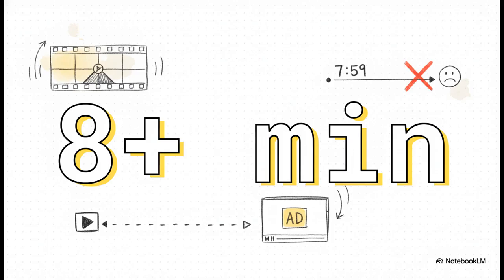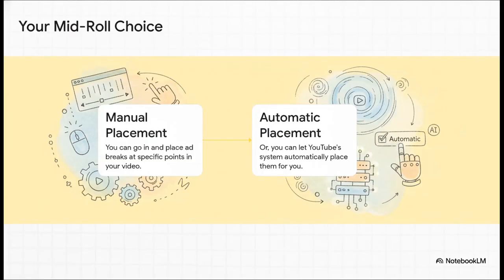To even have the option for mid-roll ads, your video has to be over 8 minutes long. And that is a hard line in the sand. I'm talking 7 minutes and 59 seconds? Nope, doesn't count. It has to be 8 minutes plus. So for those videos that do cross that 8-minute mark, you get a choice. You can either jump into your video's timeline and manually place those ad breaks yourself, maybe at a natural pause in the action, or you can just tick a box and let YouTube's AI figure out the best spots for you. This right here, this is your main point of control.